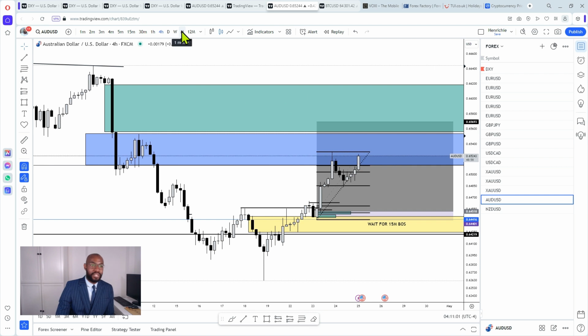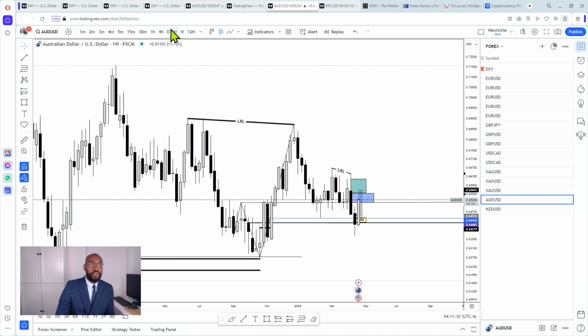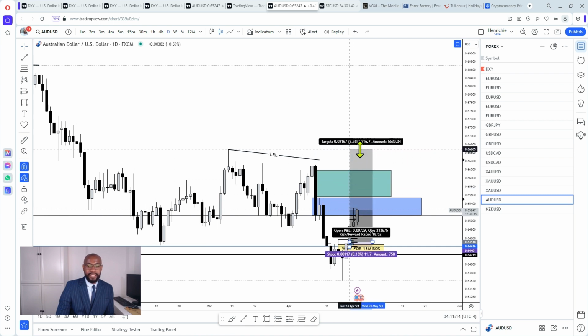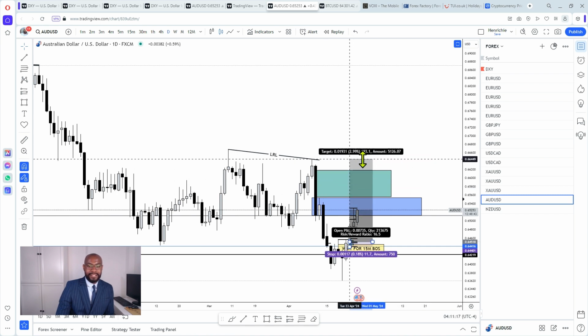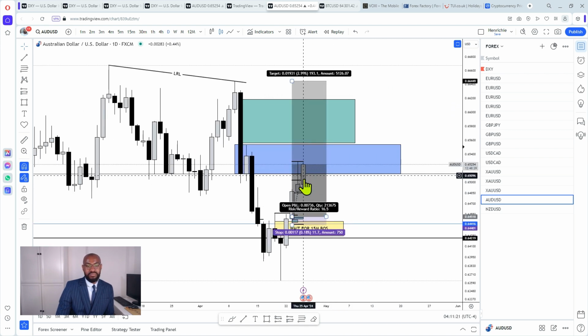I'm going to be holding this trade for the long term, not for a few weeks or days. I'm personally holding this trade for a very long time. The overall take profit for this trade is around here. That is the overall take profit, a 1:16, about 16%.